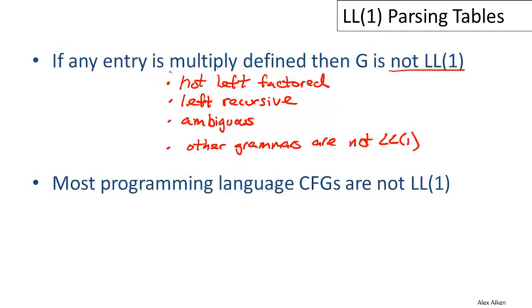So these 3 things here amount to quick checks that you can do to test whether a grammar is guaranteed not to be LL1. But just because a grammar is left factored and it is not left recursive and it is unambiguous, that doesn't guarantee that it's LL1. And the only way to know for sure is to construct the parsing table and see if all of the entries in it are unique.